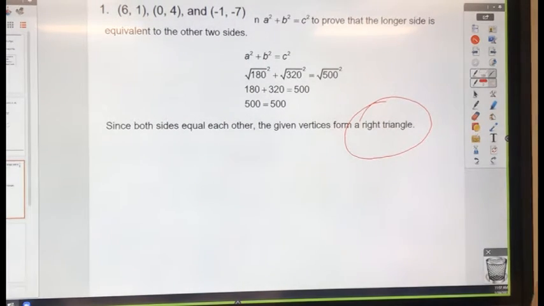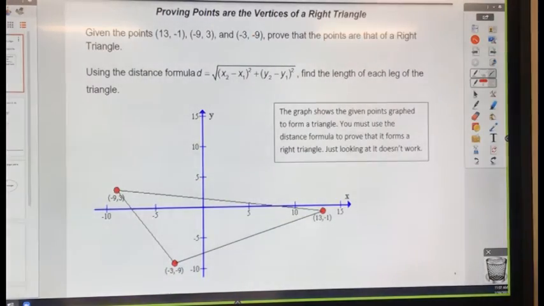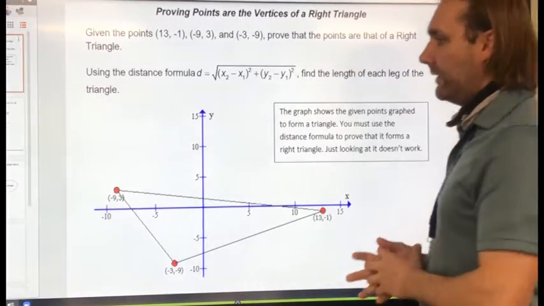So a lot of work, but this is what we're going to do to prove that 3 points are that of a right triangle. So again, you can put it in a calculator and just use the distance formula and just do it 3 times.